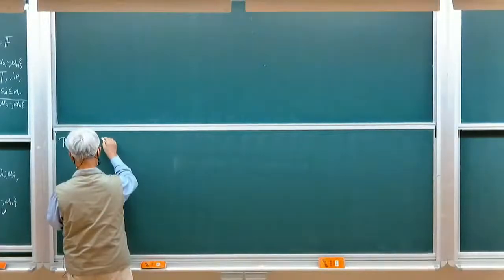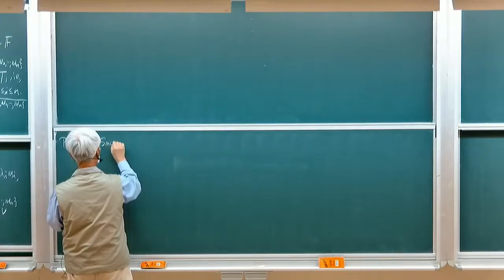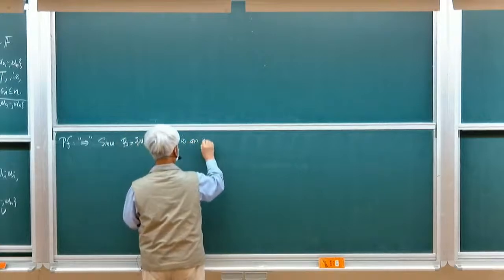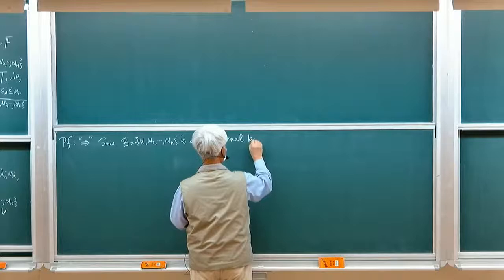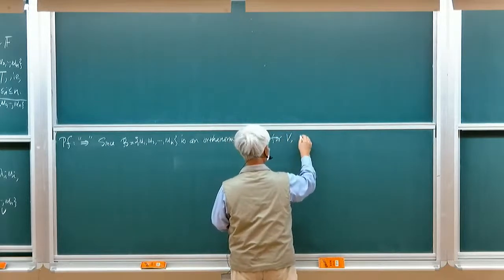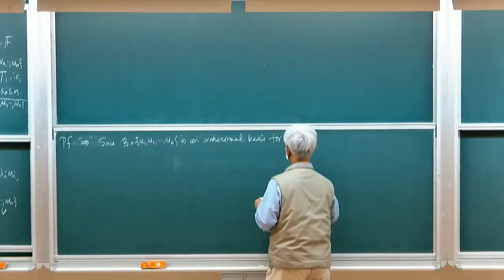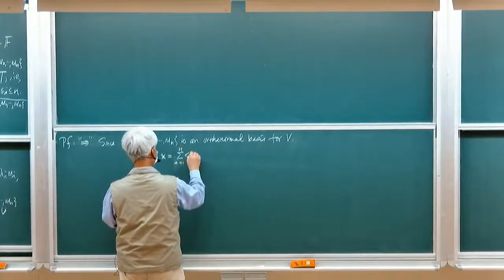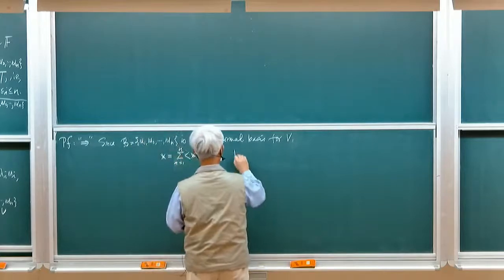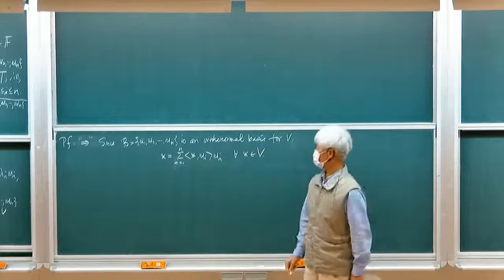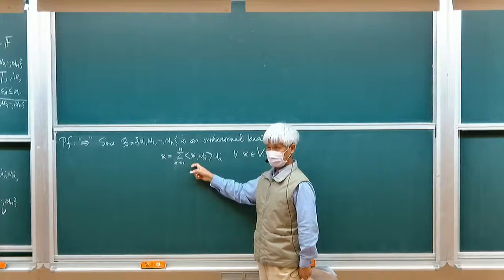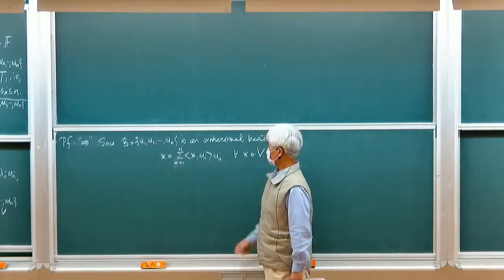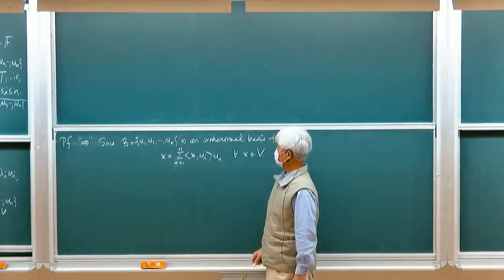Now, since this is an orthonormal basis for V, every vector x in V can be written as a linear combination of the ui, and the coefficient is actually the projection into the direction of ui. So this is a projection there.